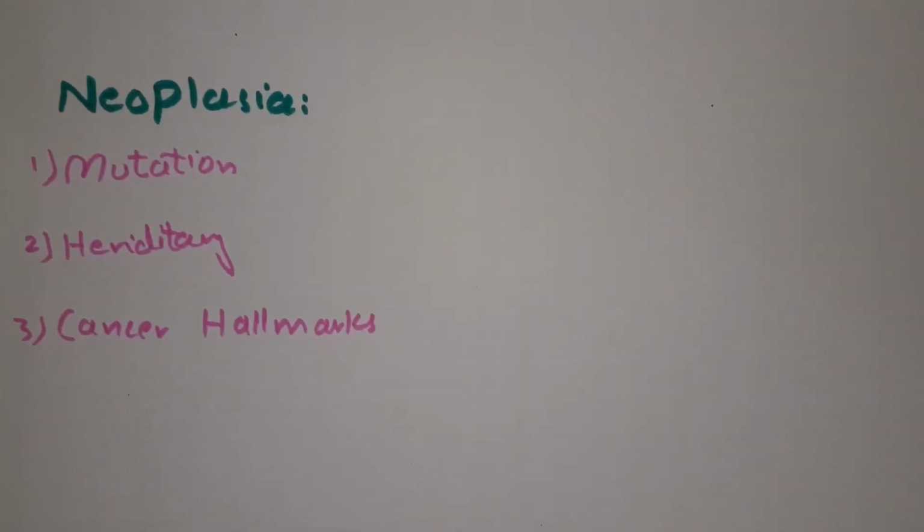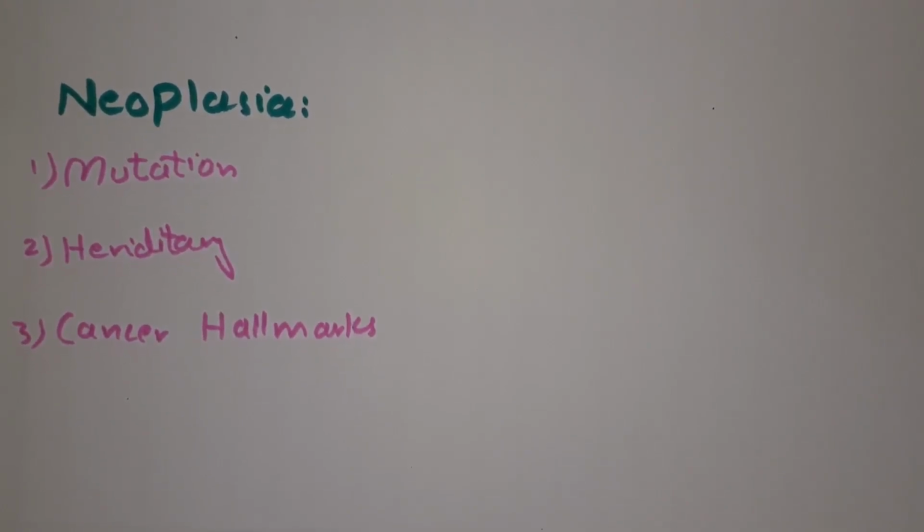Hi there. In this video, we are going to start chapter 6 of Robbins Basic Pathology, which is about neoplasia.